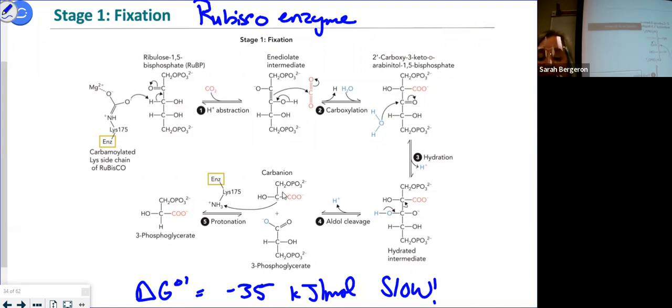Now they're not exactly the same, right? But this carbanion here undergoes protonation, and now we have two molecules that look exactly the same of 3-phosphoglycerate for every one initial ribulose 1,5-bisphosphate. But we didn't really start with one. How many did we start with? 3. So how many do we end with here? Really 6. It's kind of difficult, but it's important to keep track.